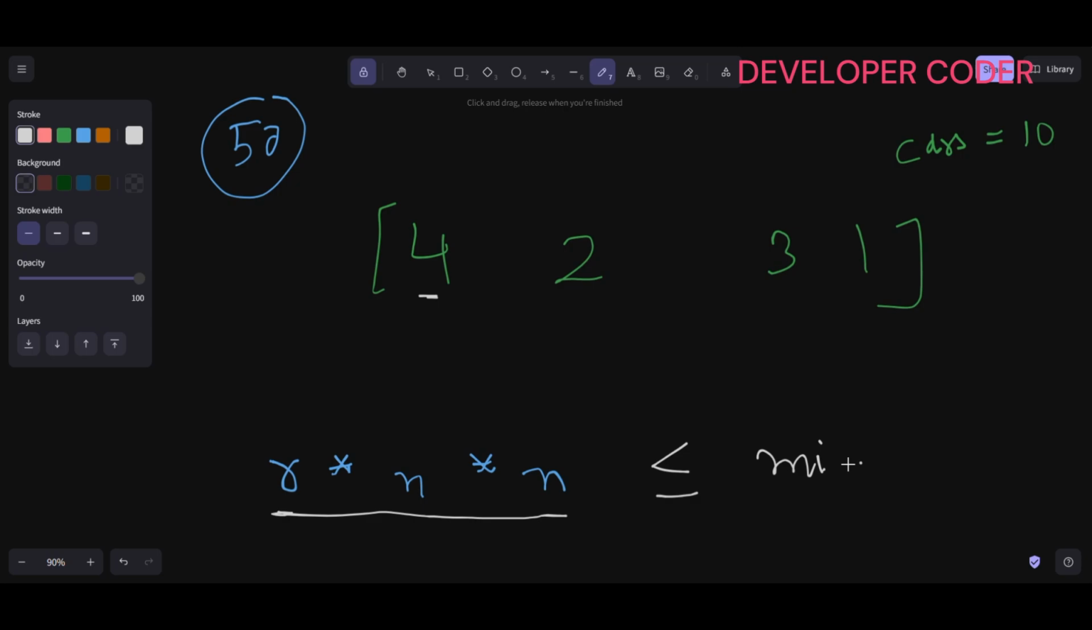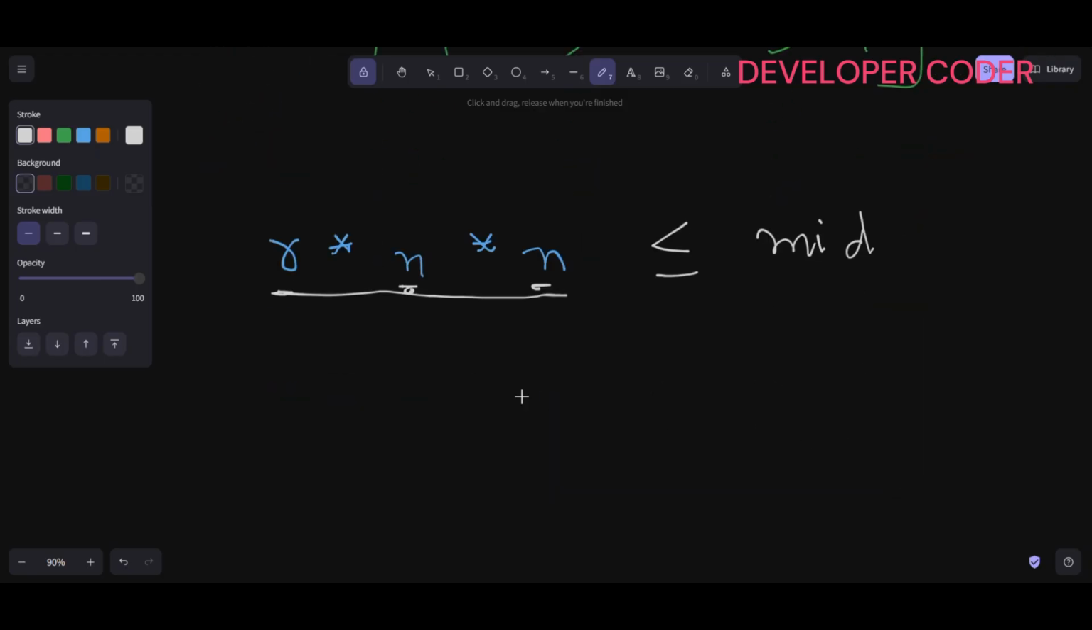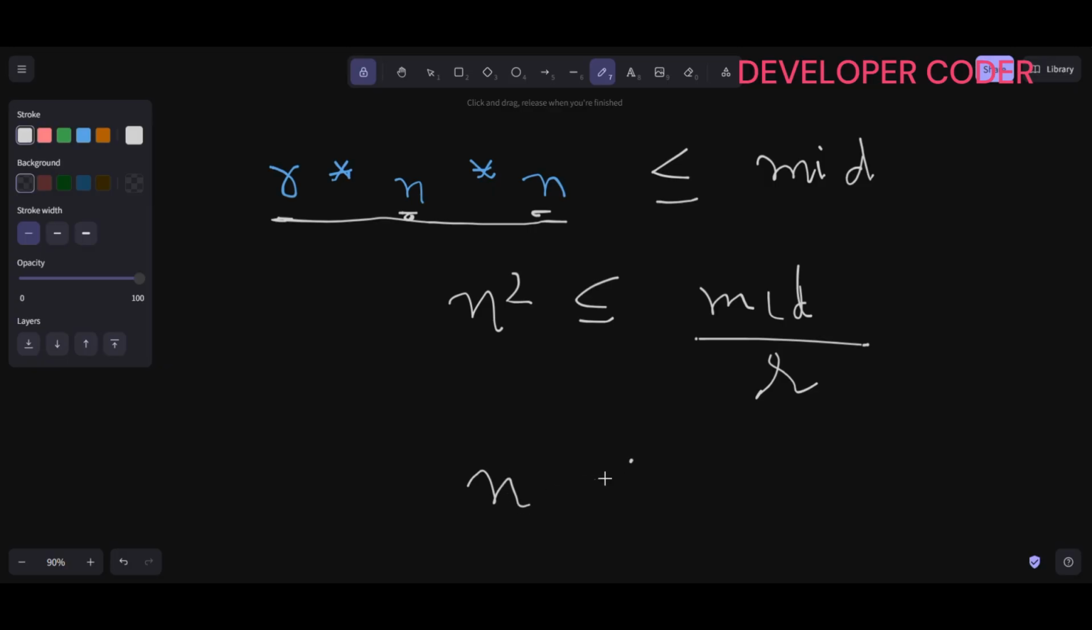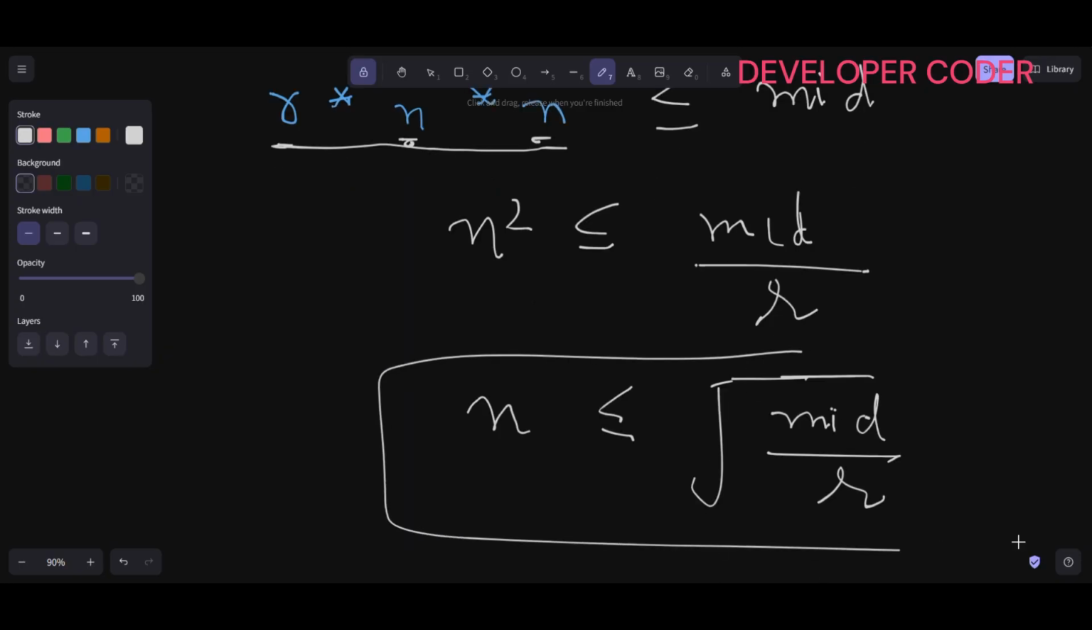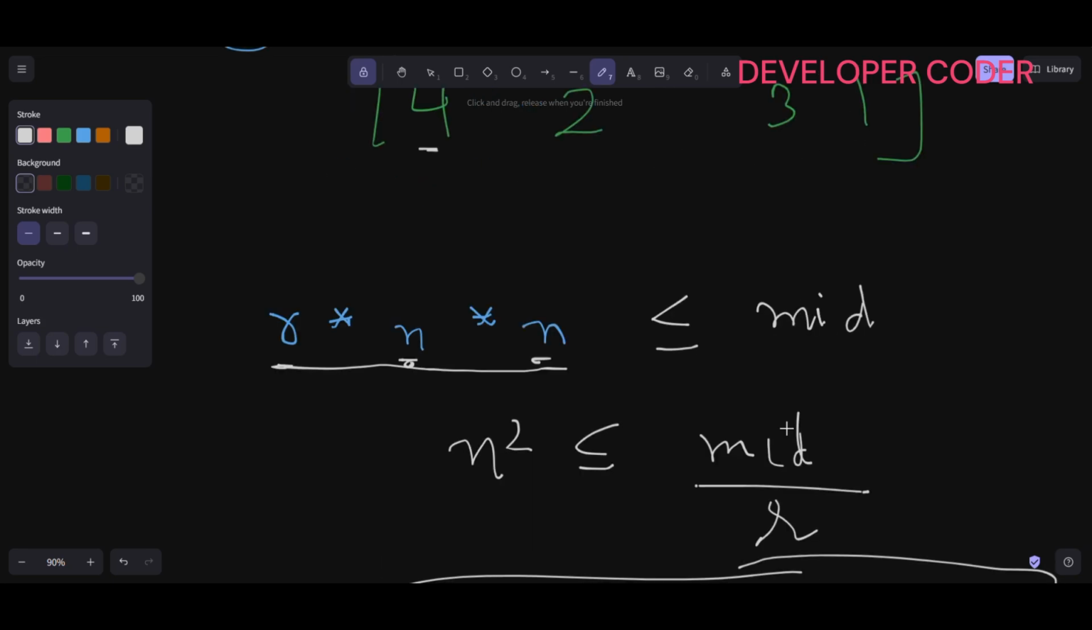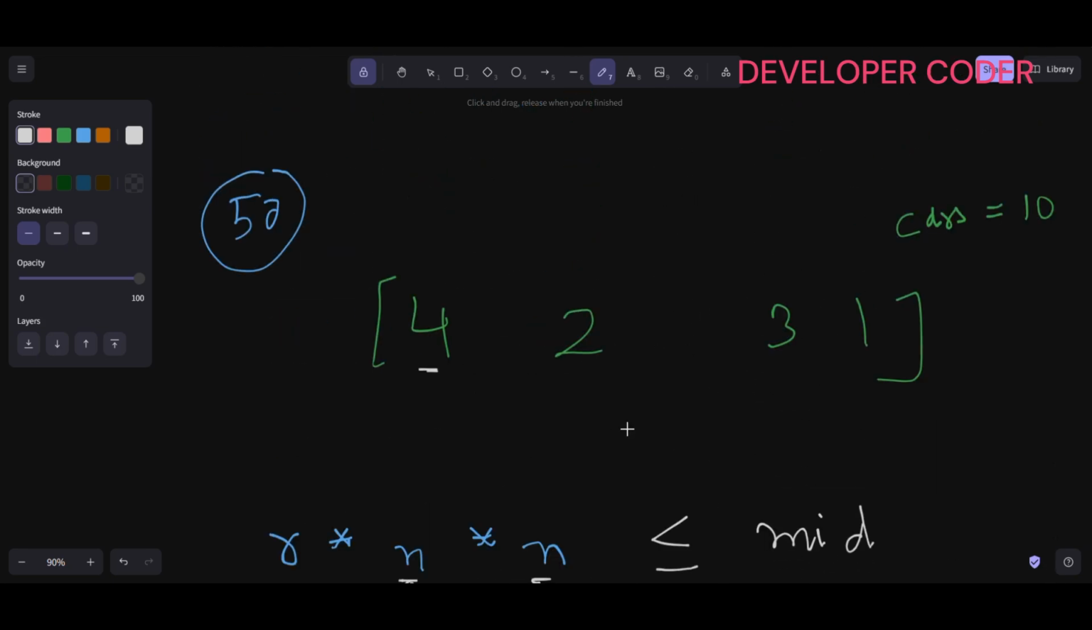Done. The number of cars I have to find simply means I have to calculate the n value. So r into n square gives me minutes, and these minutes should be less than or equal to mid. I can write it like this as well: n square is less than or equal to mid divided by the rank. And I can write it like this: n should be less than or equal to the square root of mid divided by r. So this is the number of cars. Using this formula I can calculate the number of cars that this person can fix.